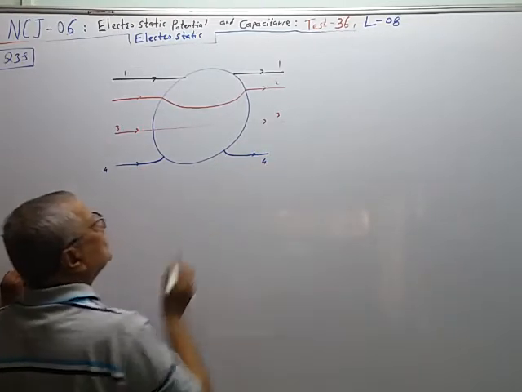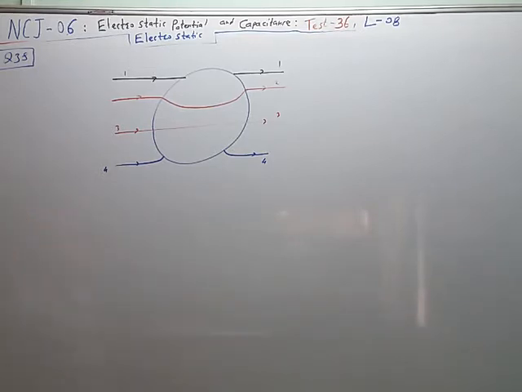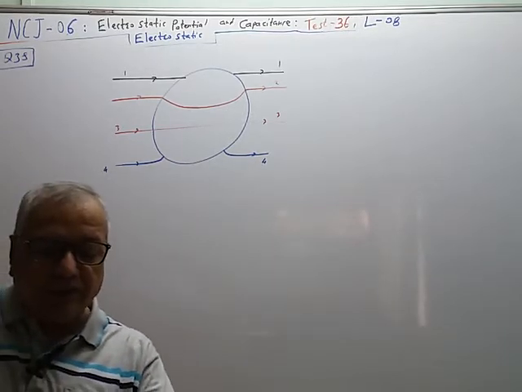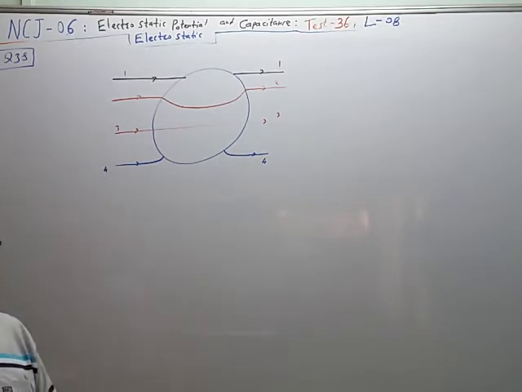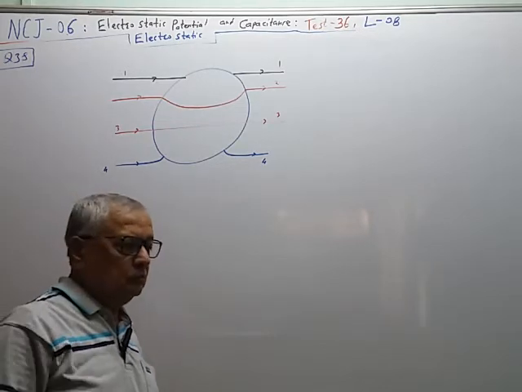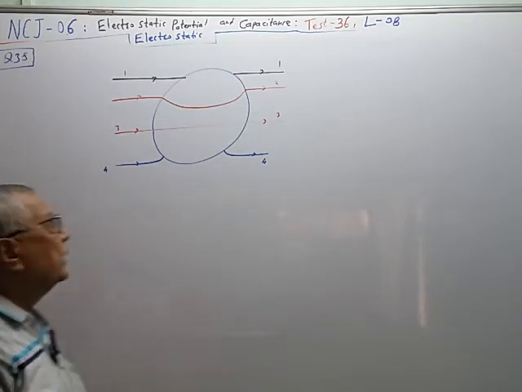So these are the 4 lines. So we will explain one by one. Now line number 1.